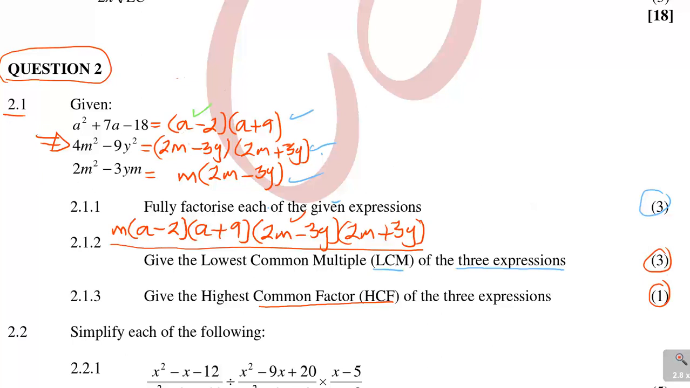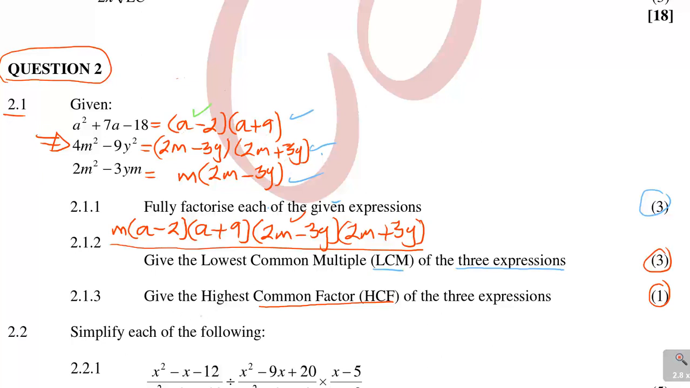So the first one, you look at what is appearing. In the first one is a minus 2. In the second one there is no a minus 2. In the third one there is no a minus 2. There is an a plus 9. Now in the second one there is no a plus 9. In the third one there is no a plus 9. So in this case there is nothing common.